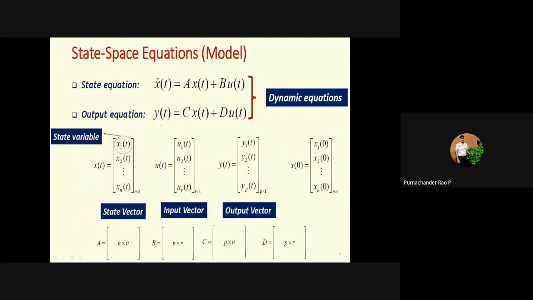So x of t is equal to x1, x2, and so on up to xn. U of t is equal to the inputs u1, u2, and so on up to ur. And y of t is the output equation. There are p number of outputs, and these are the initial conditions. X naught is nothing but the initial condition. Okay, so here A is an n by n matrix, B is n by r matrix, C is p by n, and D is p by r.